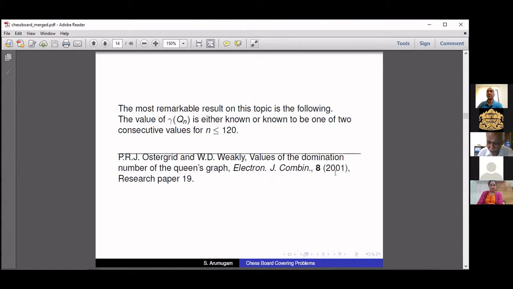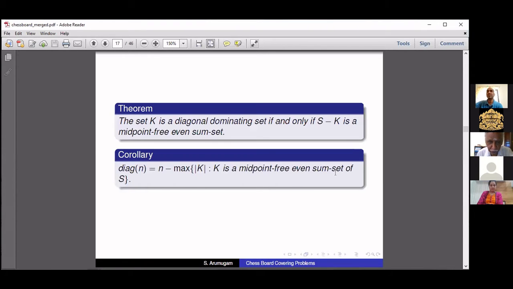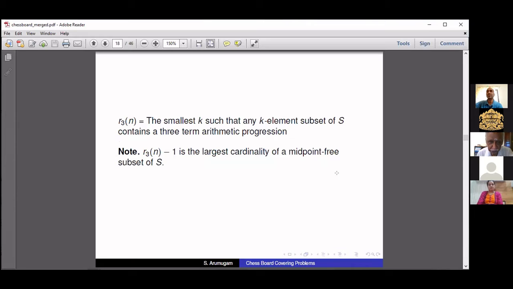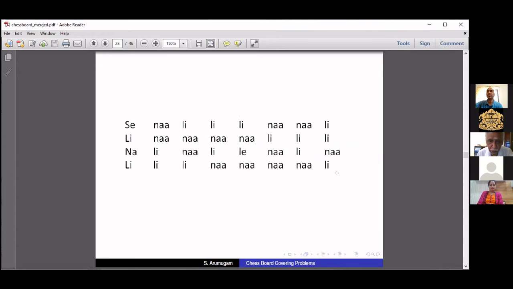But the surprising unsolved problem is, let me skip this for the present and come back. What has happened to that problem?